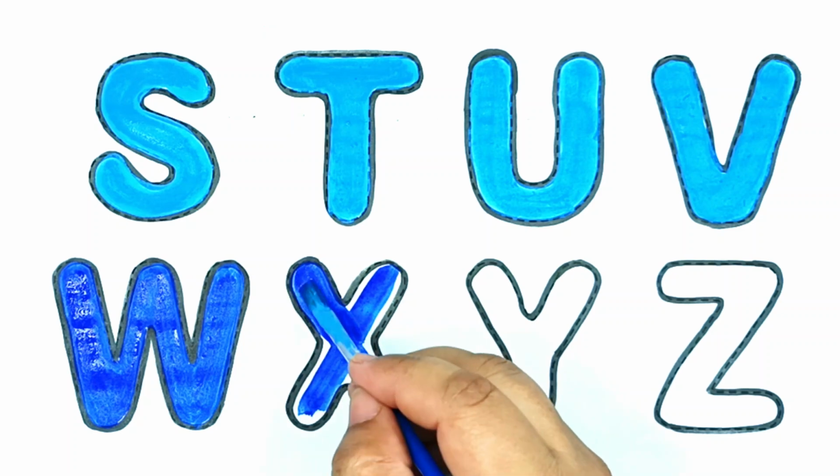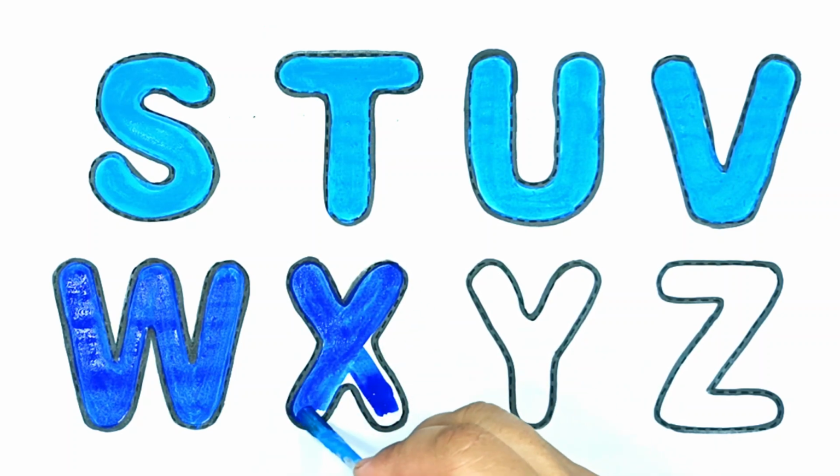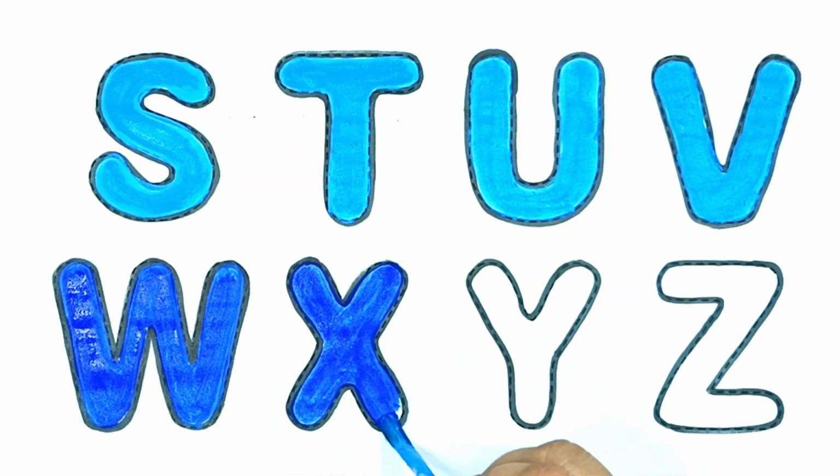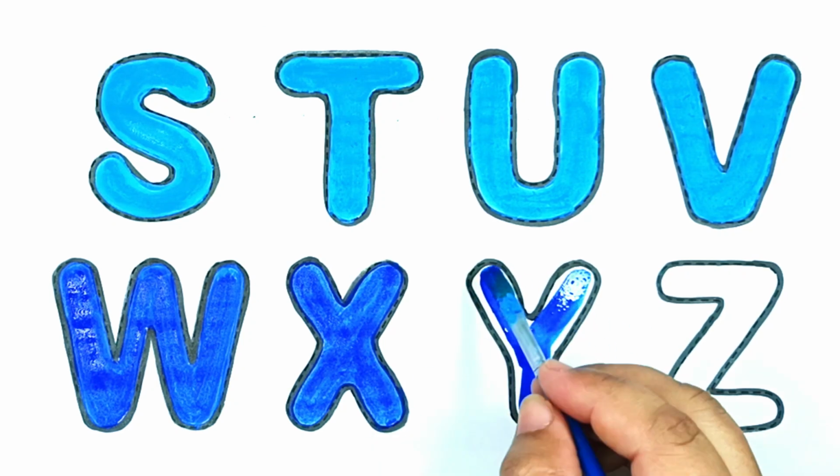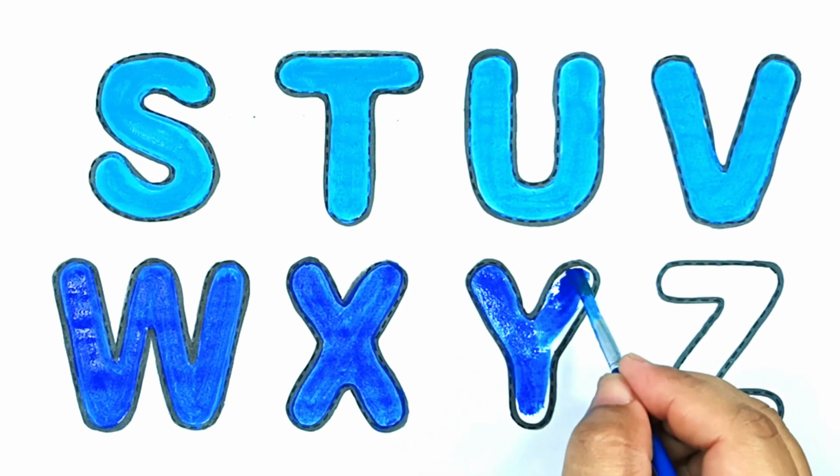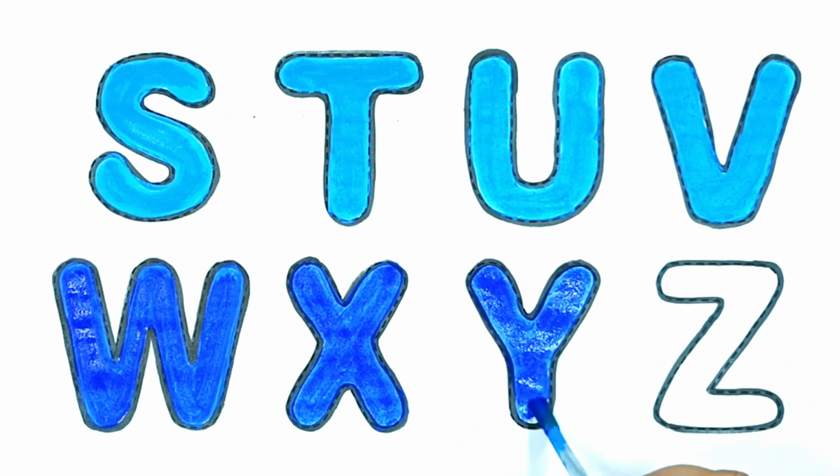X axe, X fox. X is for xylophone, play it today. Y for yo-yo. Y for yacht. Y is for you, now you know how it goes.